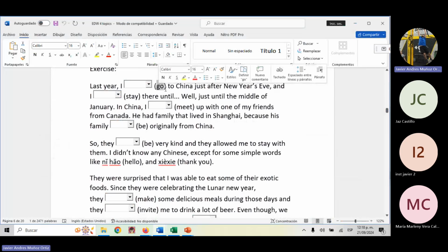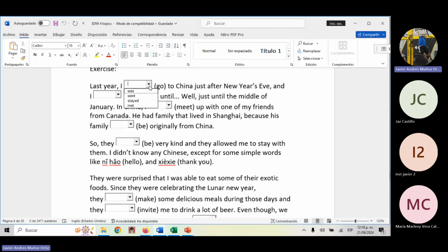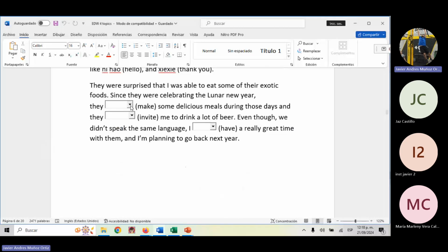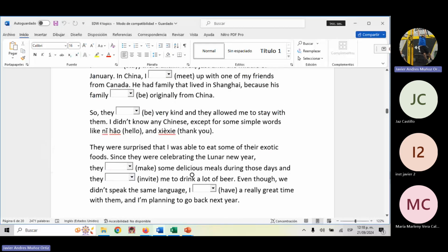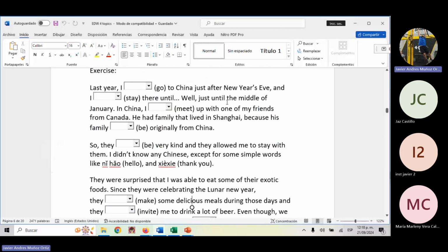So here you have the main verb in simple present tense, go, stay, meet, be, and so on. And the idea for you is to choose the past form of this verb. So in this case, what's the past form of go? Is was, went, stayed, met, and so on. What's the past form of the verb make, for example? Is made, met, stayed, went, I don't know. This is a mix of regular and irregular verbs. And see if you have difficulty in any word in here.